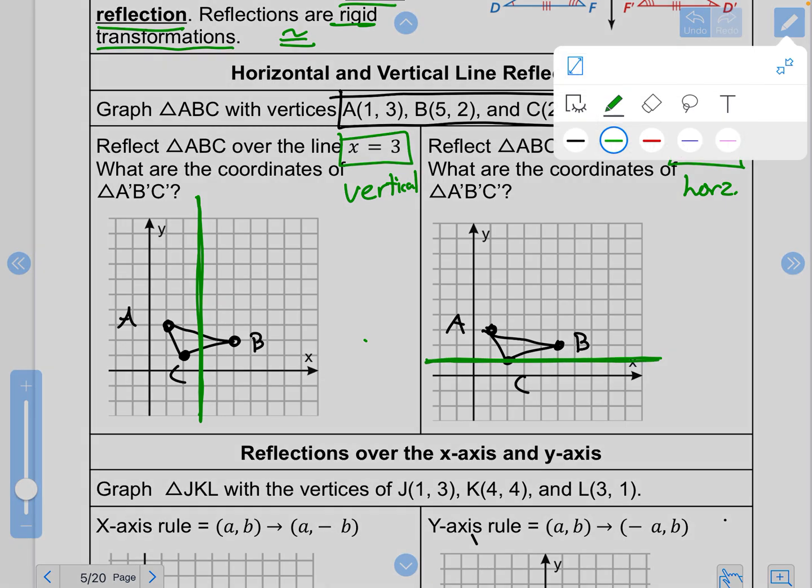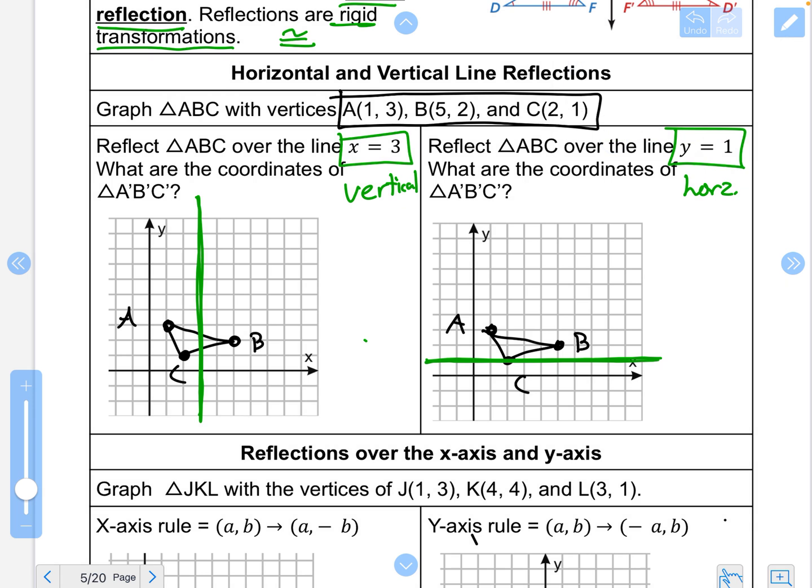For a reflection, they're going to be mirrored, or the same number of points away from the line. What I noticed about A is it's 2 points from the line, so A prime is going to be 2 points away on the other side. C is 1 away, so C prime is going to be 1 away on the other side. B is 2 away, so it's simply going to be 2 away on the other side. And so that is triangle A'B'C'. They are still congruent. It's just reflected over the line x equals 3.